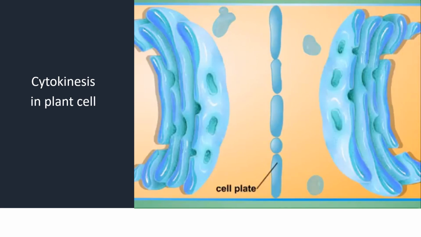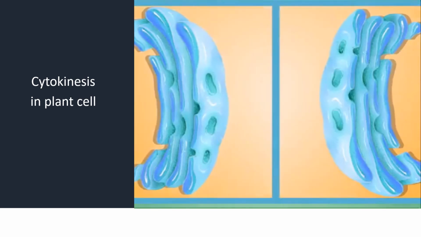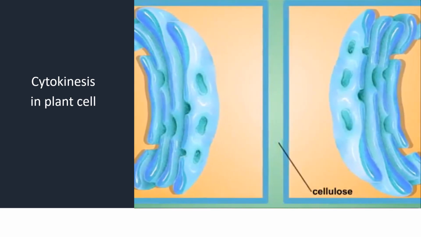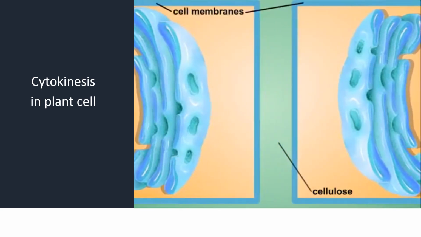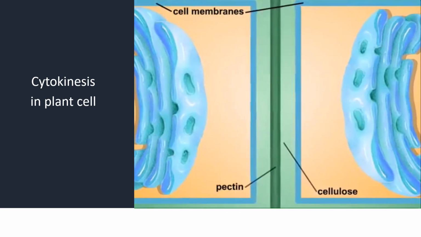The cell plate continues to grow outward until it reaches the cell membrane along the perimeter of the cell. Cellulose contained in the vesicles is then laid down between the new membranes, creating two new cell walls. Pectin is also deposited in the space between the daughter cells.